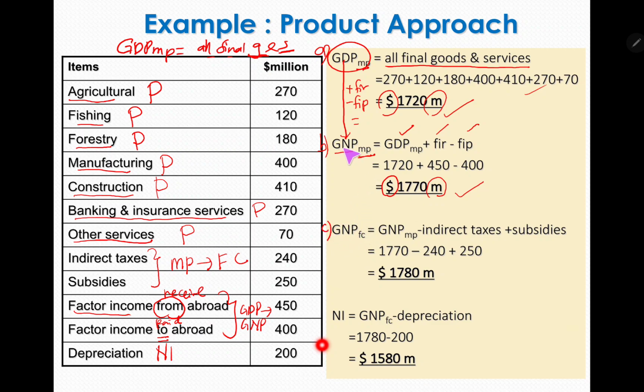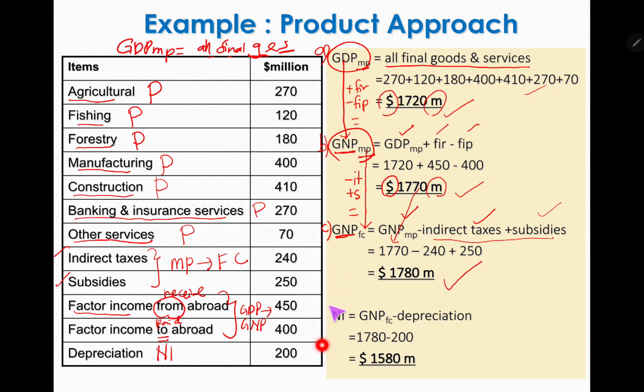And then question C, GNP FC. Compare with B. Can you use B? Yes, because this is GNP, this is GNP. You need to convert from market price to factor cost: minus indirect tax plus subsidies. So remain with this item, GNP MP minus indirect tax plus subsidies. Take this value, and indirect tax and subsidy, you can get from the table.